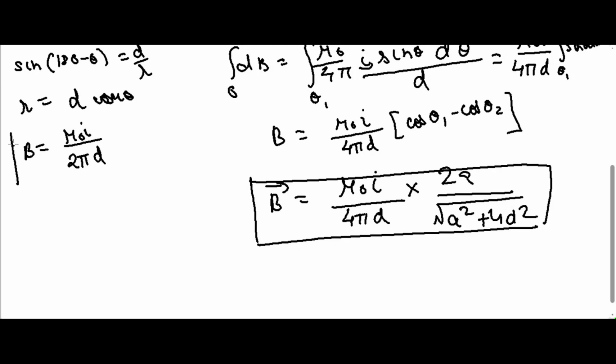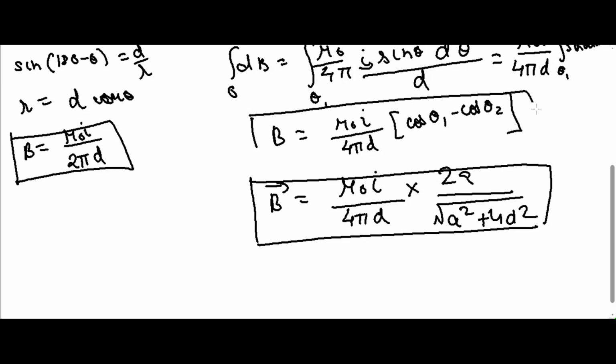One is what if the wire is infinite. This is a general case. You can use it for any value, and with this case you can deduce some special cases, like what if the wire is infinite, or what if the point where I am finding the magnetic field is at the perpendicular bisector of the wire.